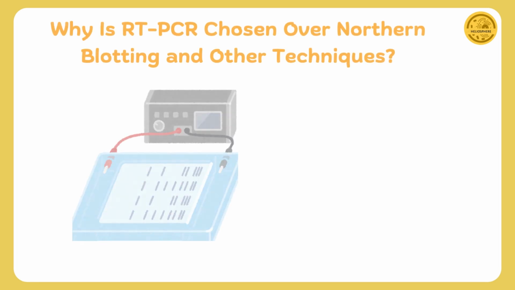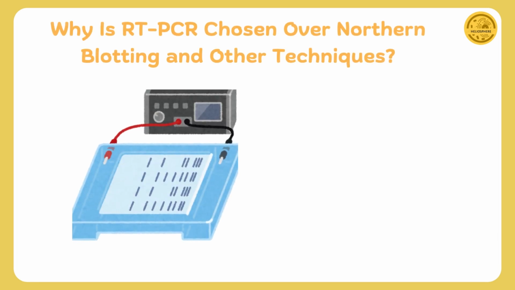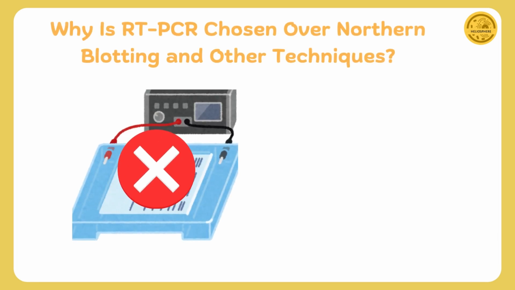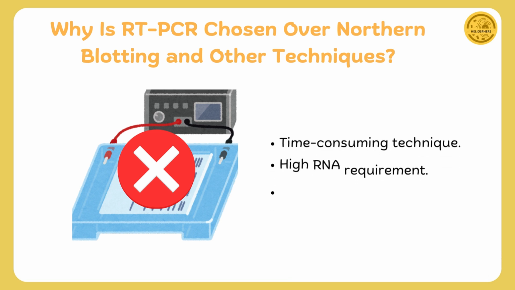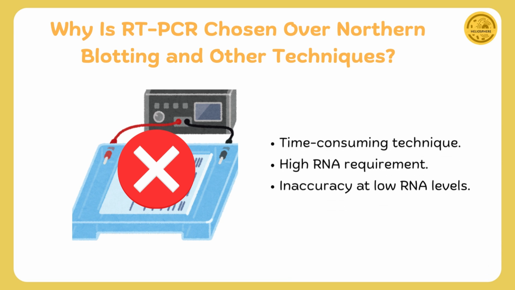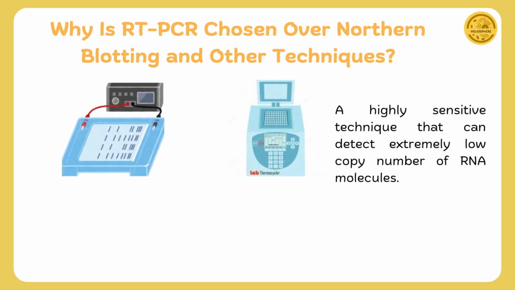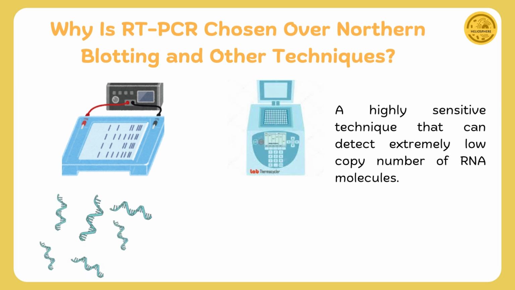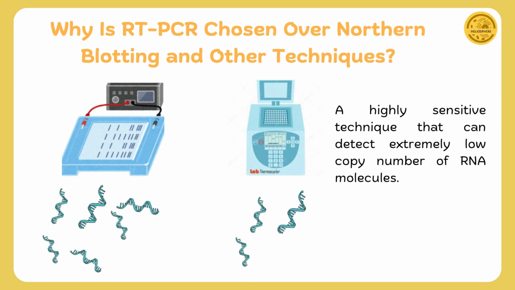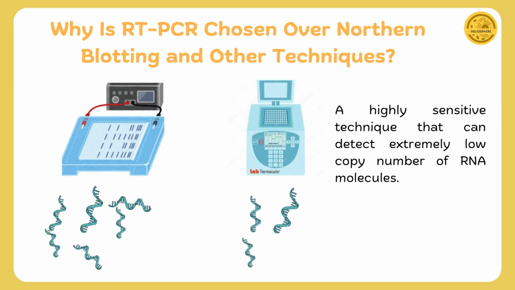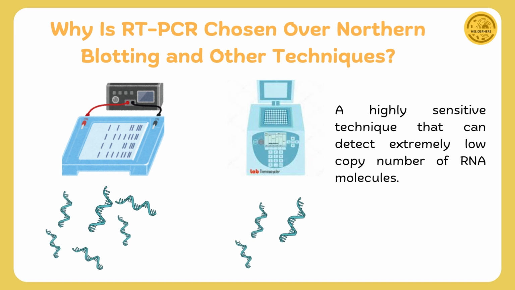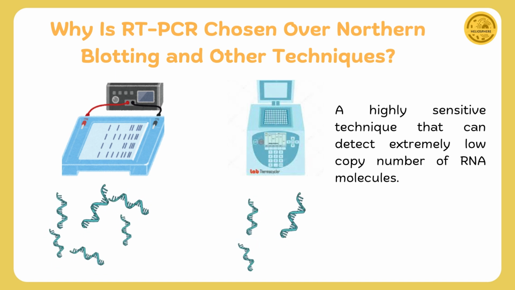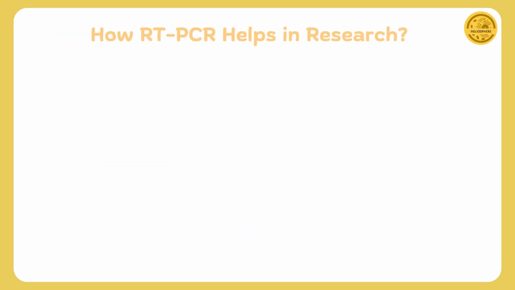Why is RT-PCR chosen over northern blotting and other techniques? RT-PCR is the most sensitive method for detecting and quantifying mRNA. Unlike northern blot analysis and RNase protection assays, RT-PCR requires much smaller sample sizes and can even quantify RNA from a single cell, making it the preferred choice for precise gene expression studies. In research, RT-PCR is a powerful tool for measuring gene expression.